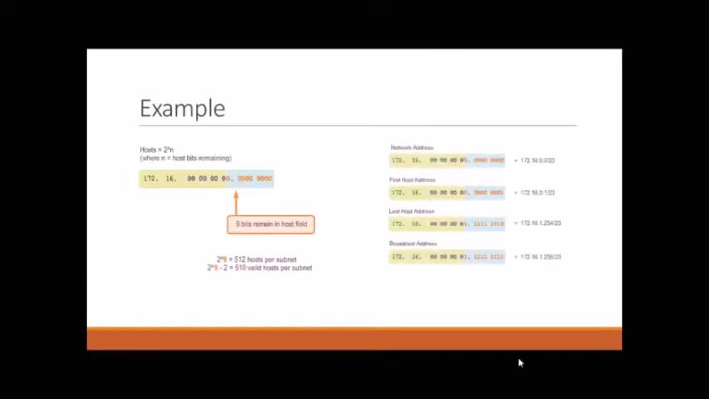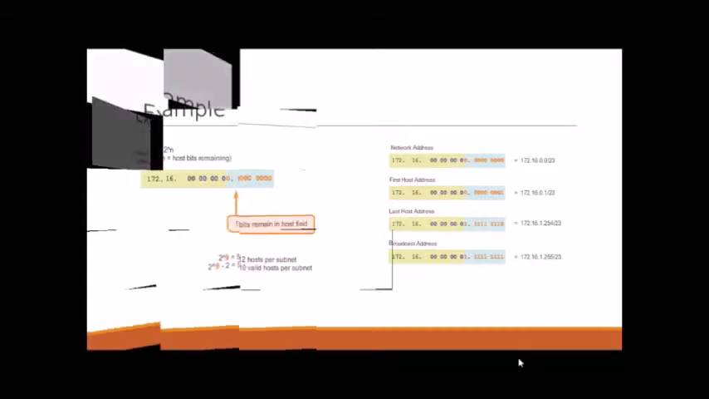But remember that all 0 bits in the host portion of the address is the network address, and all 1s in the host portion is the broadcast address. Therefore, there are only 510 host addresses that are actually available for each subnet. Do not forget, bits can only be borrowed from the host portion of the address. Take for example an organization that requires 1000 subnets.